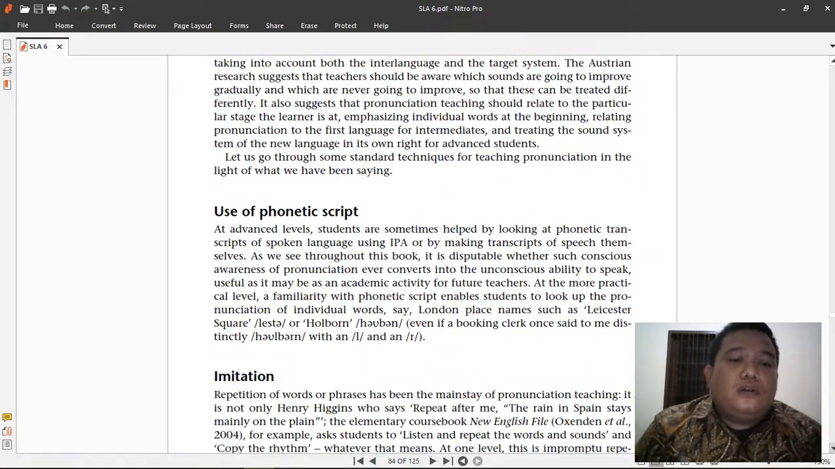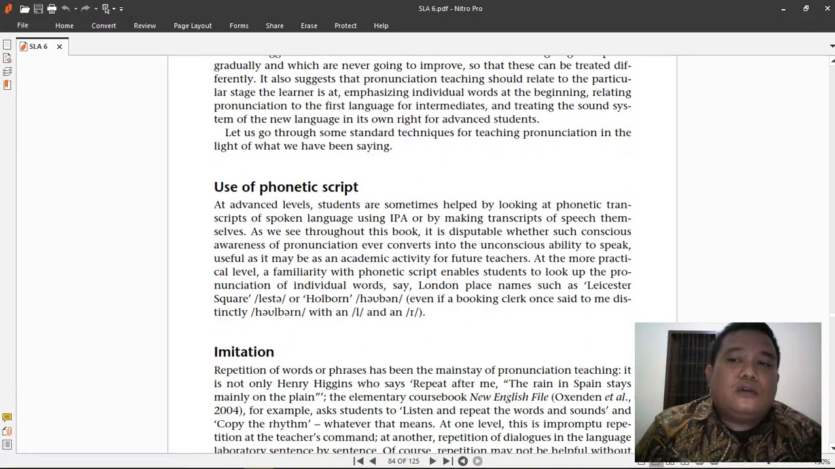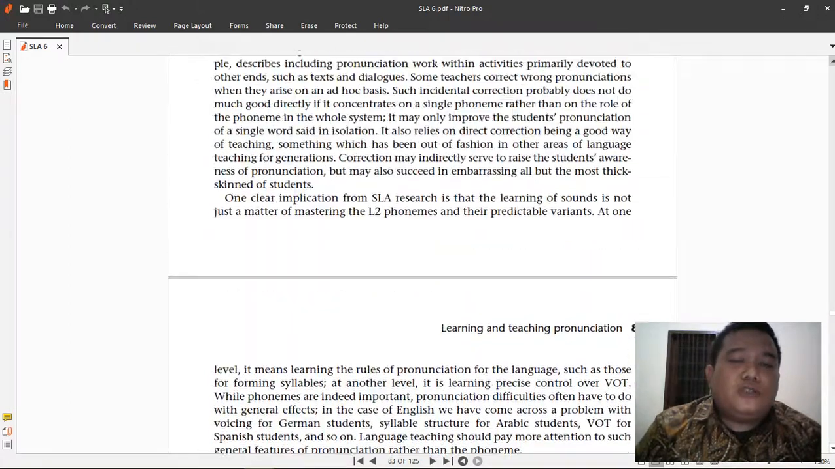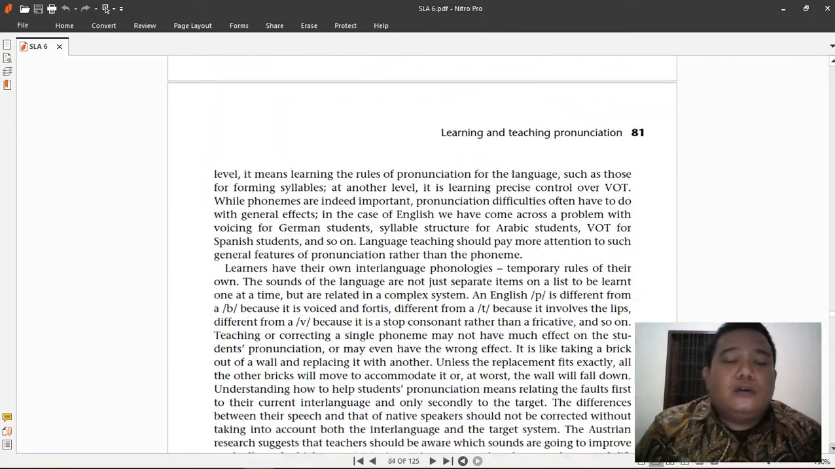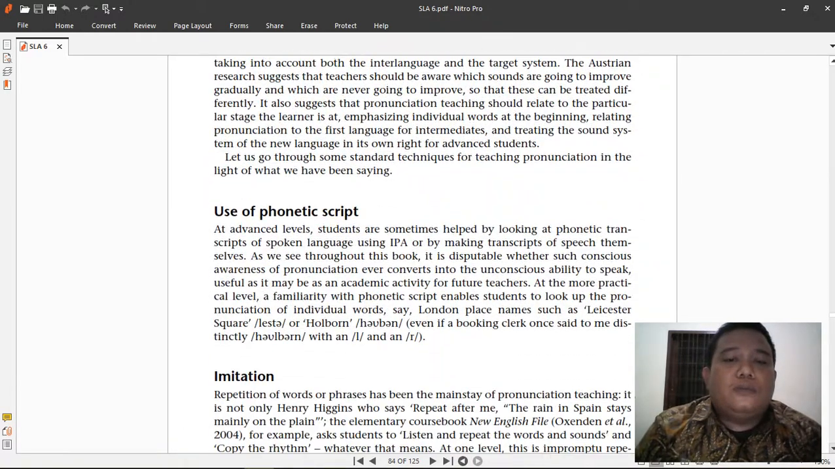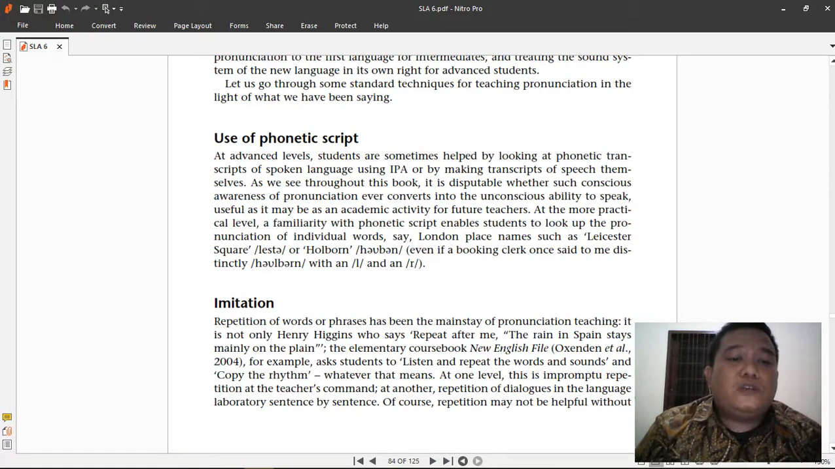Okay, use of phonetic script. This is how you teach your students pronunciation. So firstly, you may use phonetic script. You can find it in the Oxford Dictionary. And there are also other dictionaries, but I think the Oxford Dictionary is the most reliable up to now, so I will recommend that. Okay, so use of phonetic scripts.